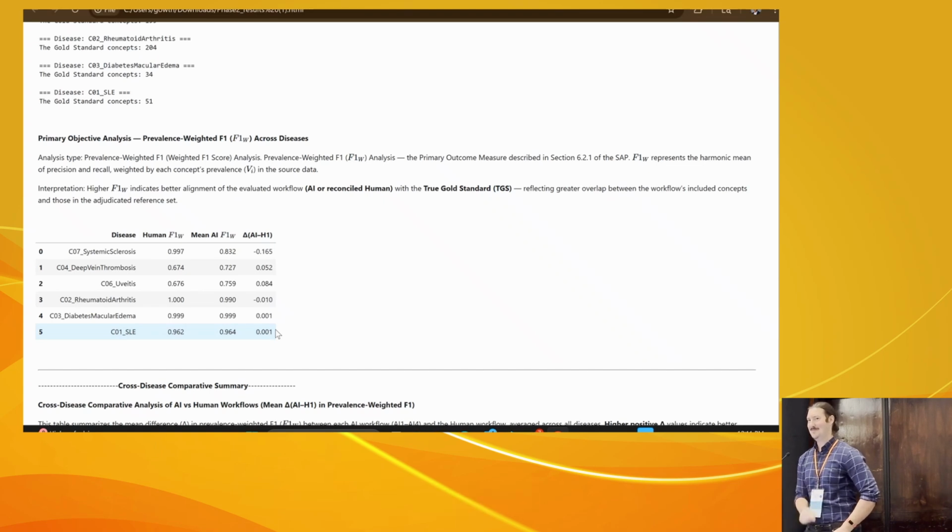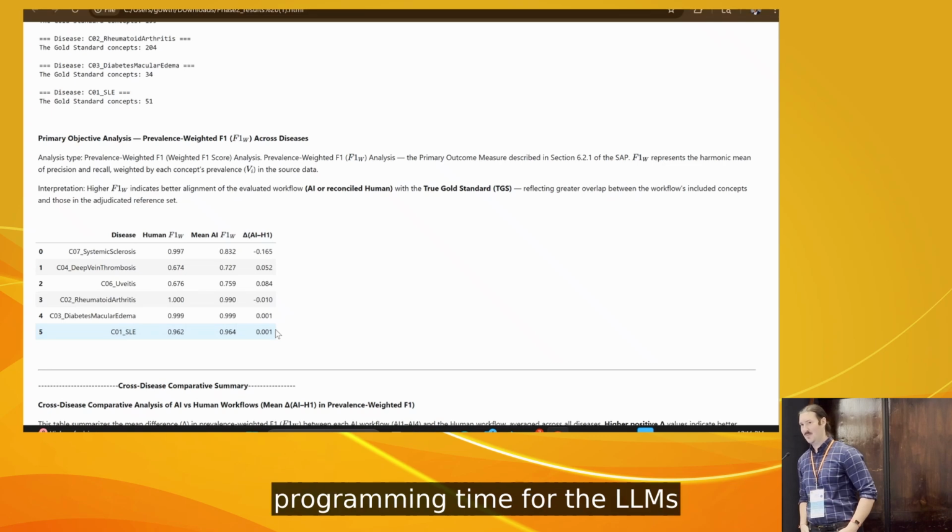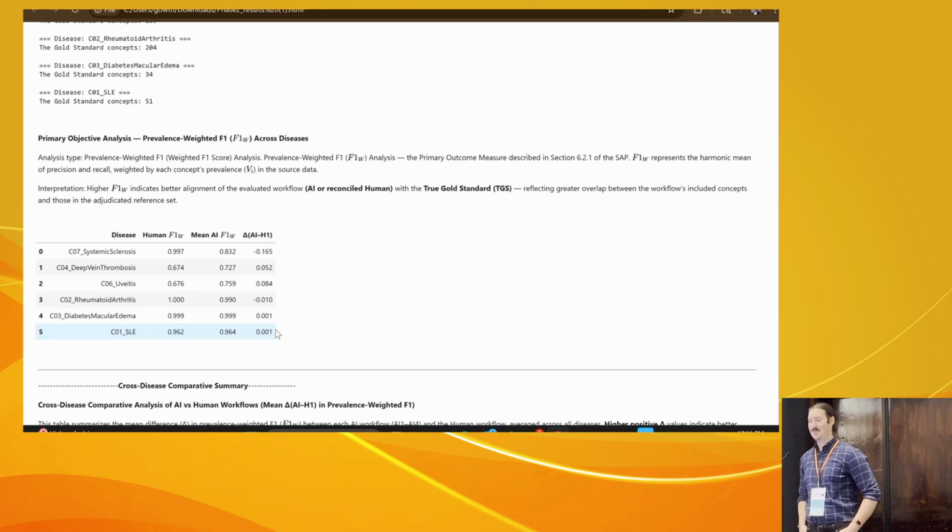Oh, right. I think. The programming time for the LLM. Oh yes, include the programming time for the LLMs.